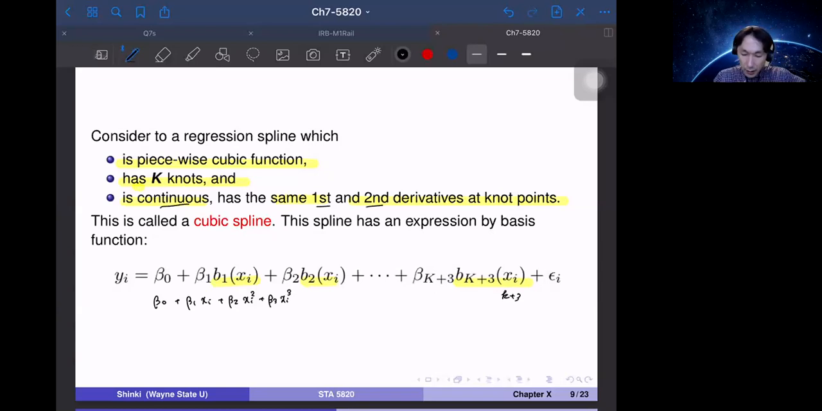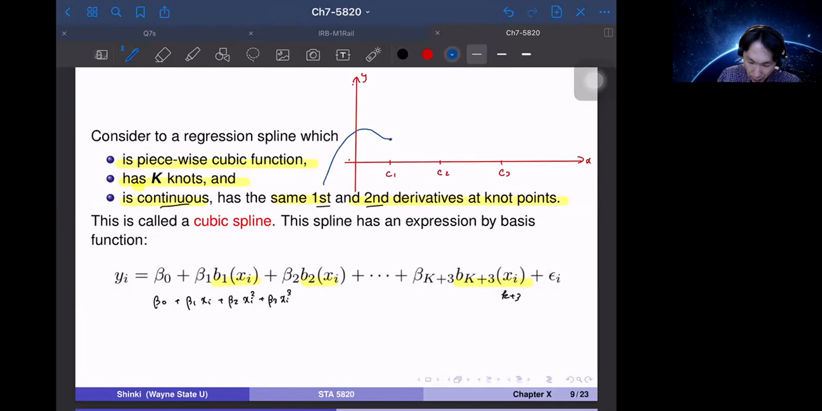The reason is that if we have knots such as C1, C2, C3, and we think about the curve, then we need 3 degrees of freedom for the first piece. This is beta naught plus beta 1 x plus beta 2 x square plus beta 3 x cubed. So sorry, if we include beta naught, we have 4 parameters. Then C1 to C2, we have another cubic curve such as this, that again has 4 parameters.